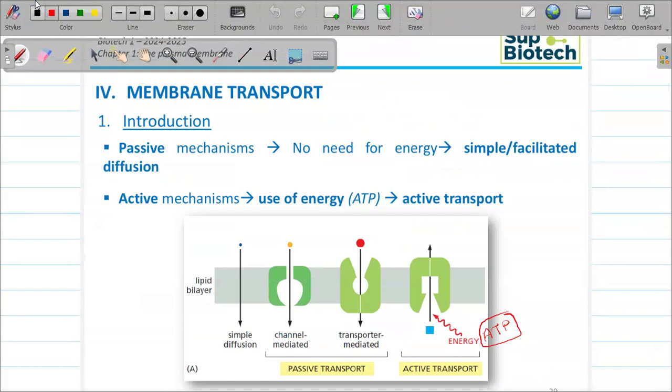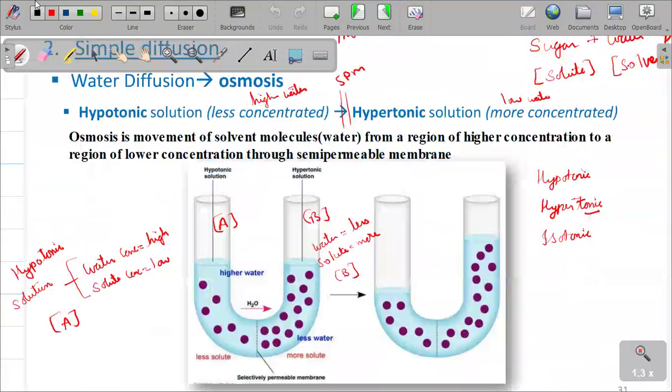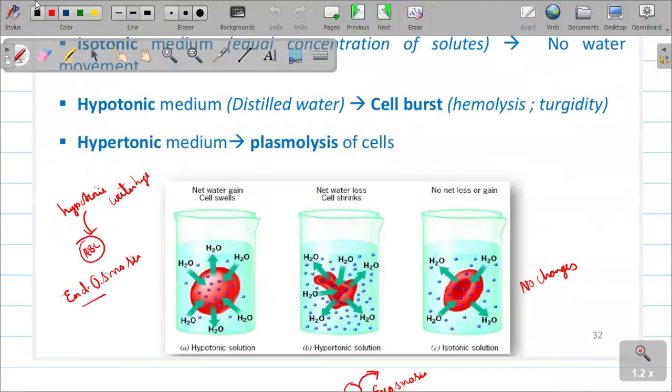So this is what we discussed: active and passive transport differences, and how molecules go in diffusion, with respect to osmosis, where water molecules move from higher concentration to a region of lower concentration. Solutes will not move through a semi-permeable membrane. Water molecules can pass through.